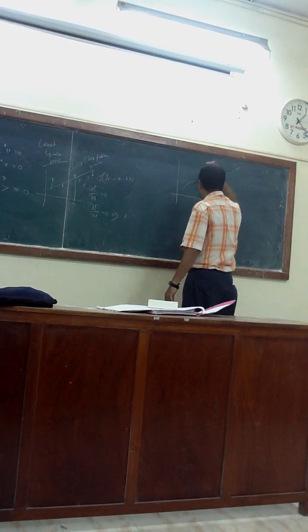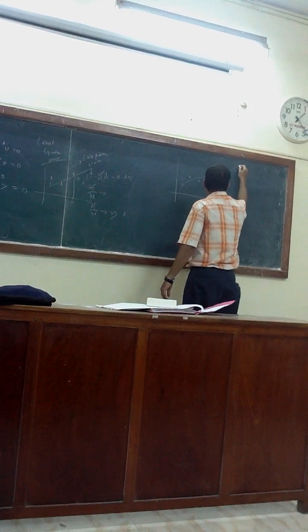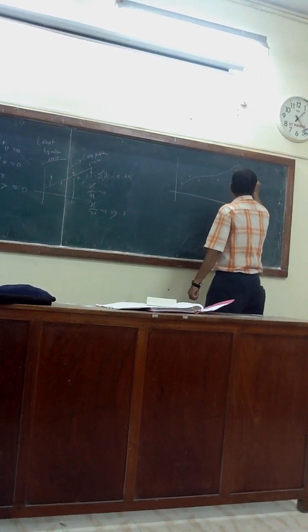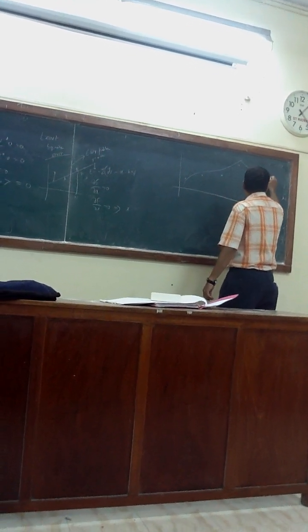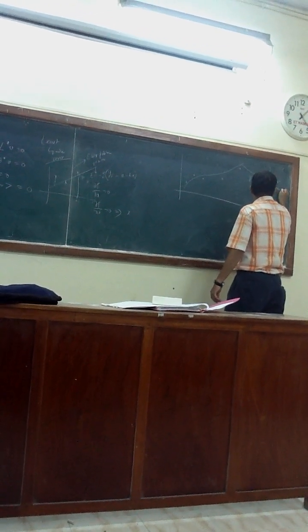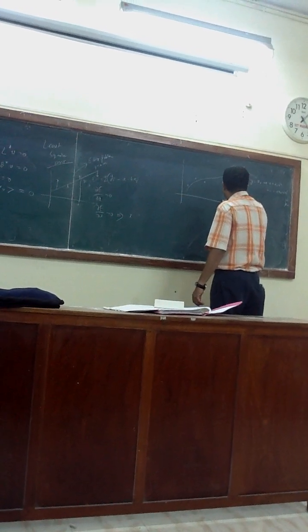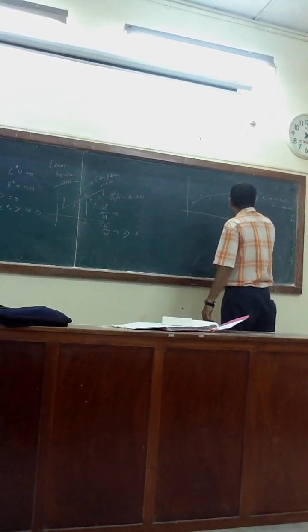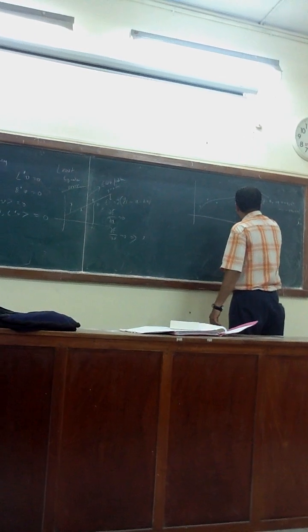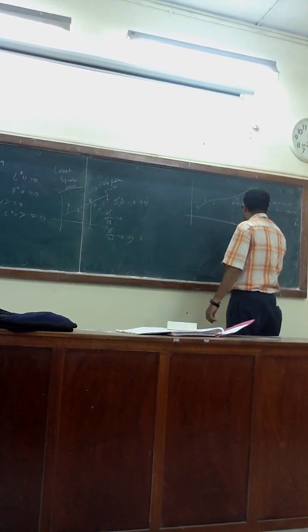I am plotting a curve, not a straight line. And this curve equation is y equals a0 plus a1x plus a2x square plus up to an x to the power n. The data is x, y. What is the error? This is my error, e_i. How to write the error?